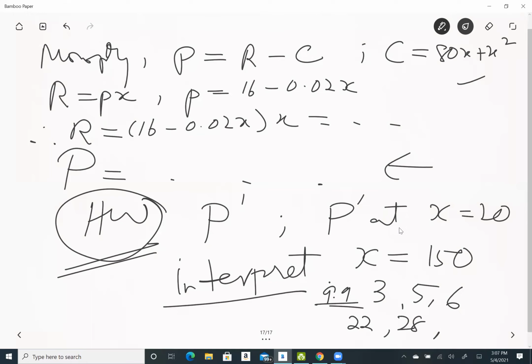Semua dia tak ada monopoli. Dia banyak bagi apa nama tu? Perfect competition. So I give you 22, 28. And then some of the questions they give you already the profit function. So profit function, you do the question number 34. Okay, do number 34.